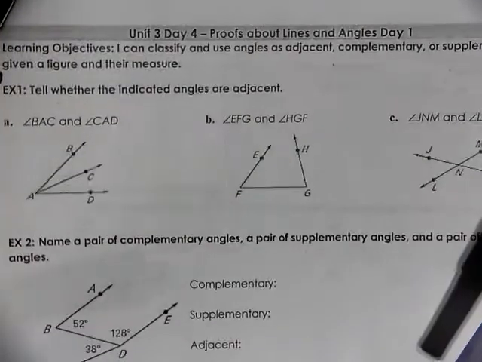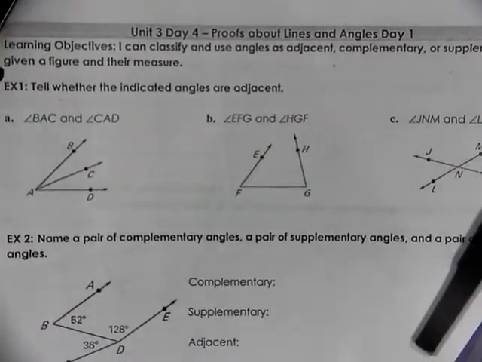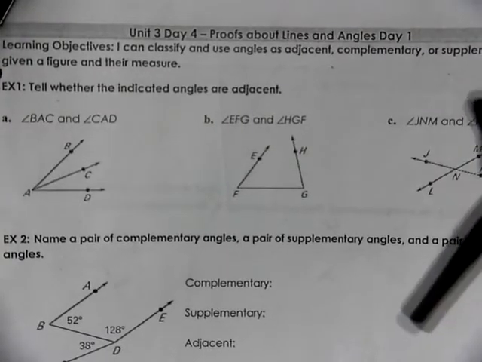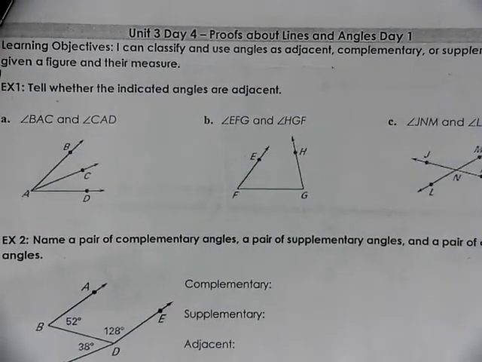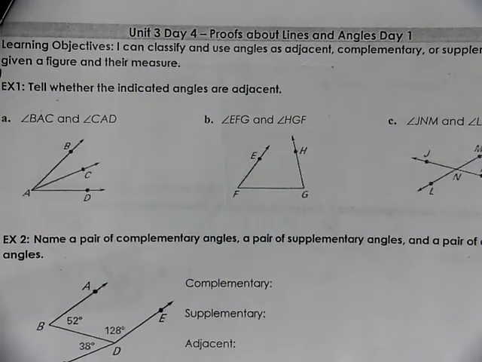Hi everyone, for today's lesson we are going to learn about proofs about lines and angles. There are two parts to this lesson. There's going to be parts where we are going to be talking about adjacent, complementary, and supplementary angles. That's considered part one. Part two is when we talk about vertical angles and linear pairs. So that is part two, with part three being where we talk about proofs of all of these vocabulary words.